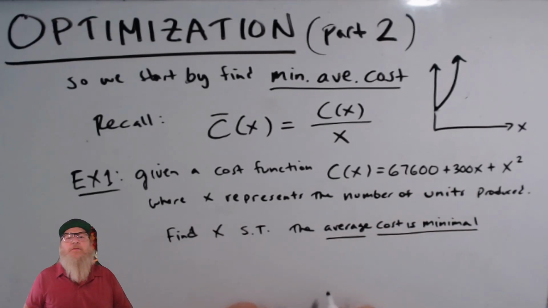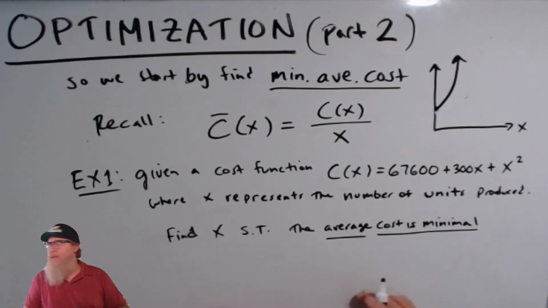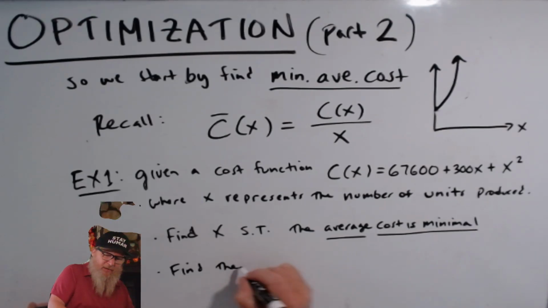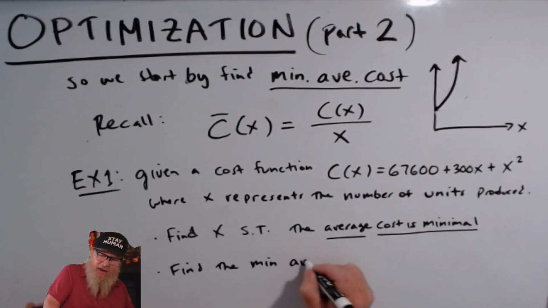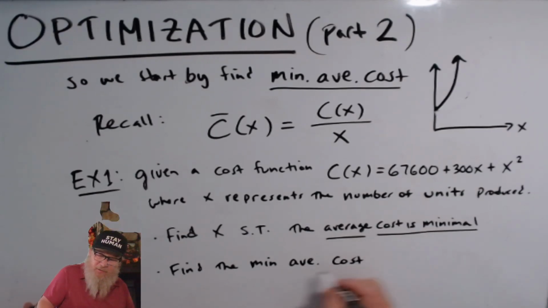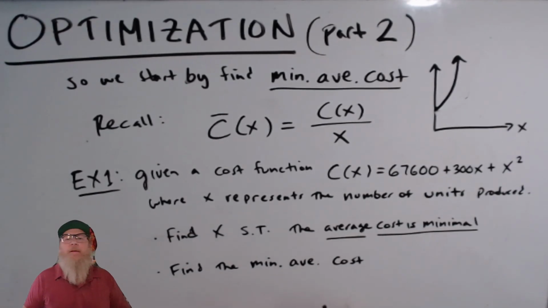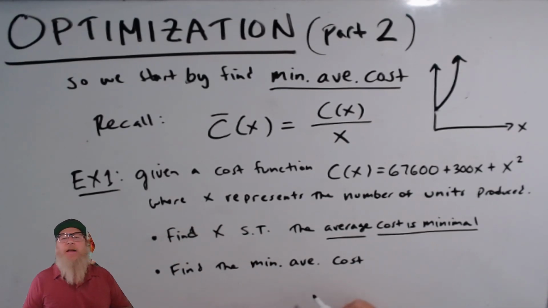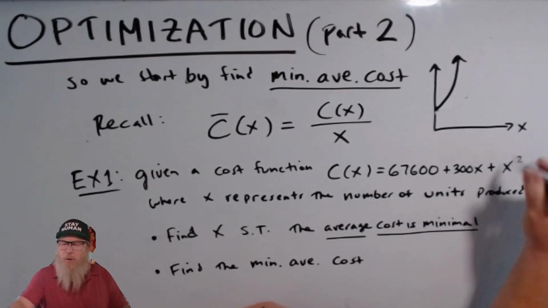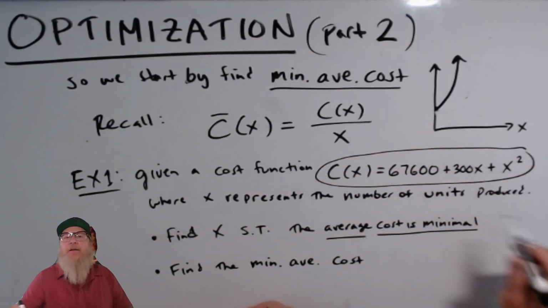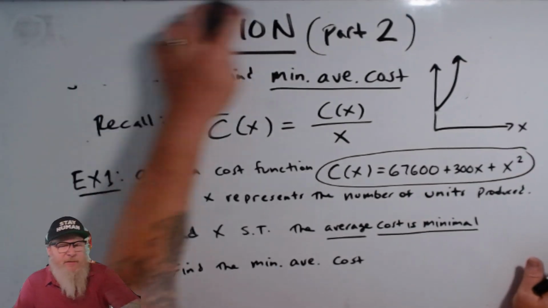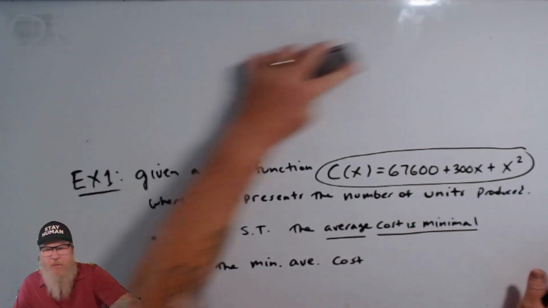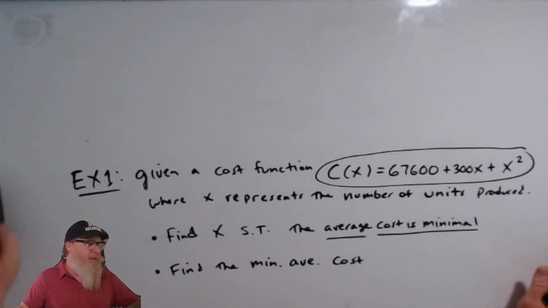All right, so let's find x, and then what is the average cost? Find the minimum average cost. All right, so those are two standard questions. First, you find the x, then once you find the x, you find the actual minimum cost of whatever this particular company is producing or buying from a producer or whatever the model happens to represent.